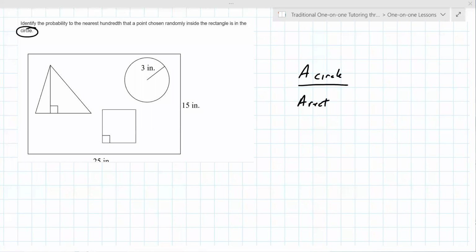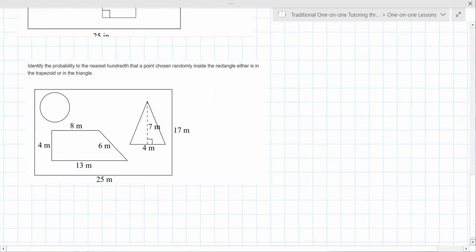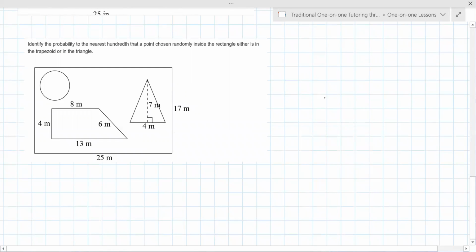Okay, so a couple more questions. Again, they're kind of all the same. This time I want you to read the sentence and tell me what goes in the top and what goes in the bottom here in terms of shapes.